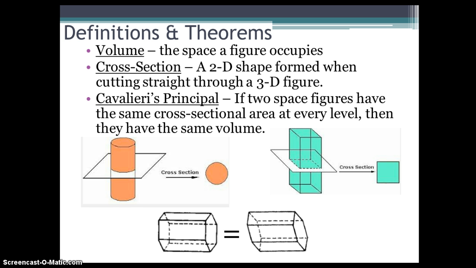So you can see below there are two examples of cross sections. When you cut through a cylinder, a cross section is a circle. And when I cut through a rectangular prism, my cross section is a square or rectangle.